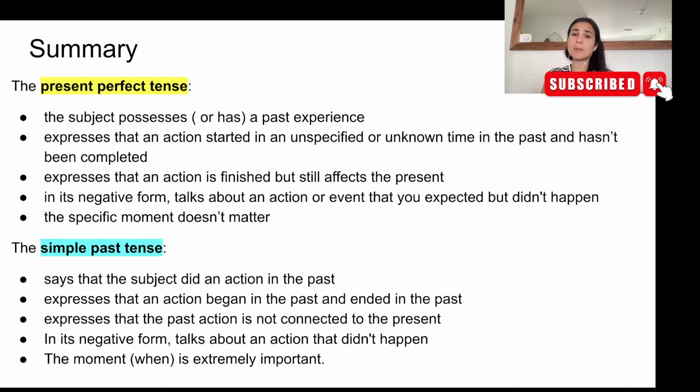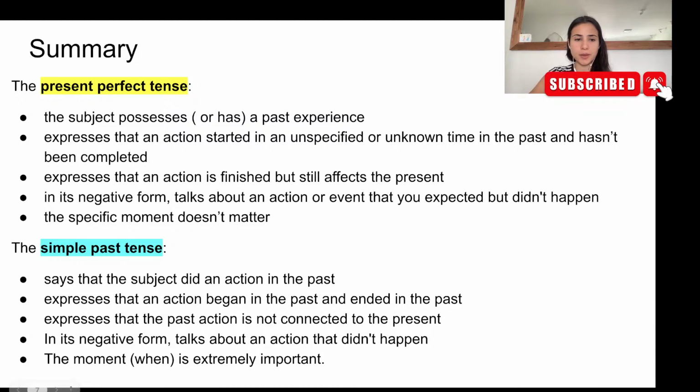That's why it's called simple past tense, and that's why the present perfect tense is called present perfect tense, because it connects to the present. The simple past tense also expresses that a past action is not connected to the present. In its negative form, it talks about an action that did not happen.